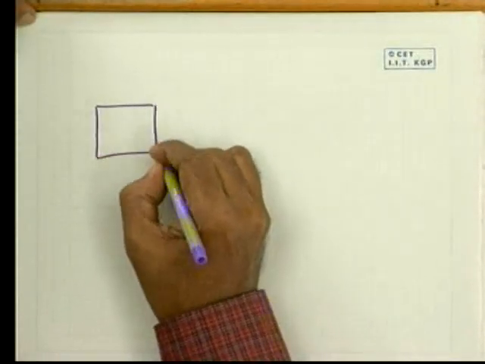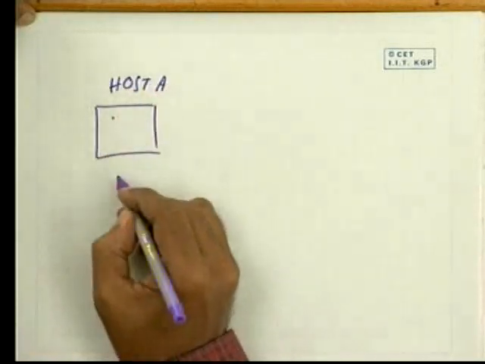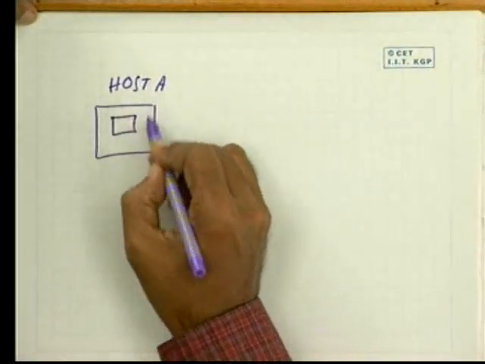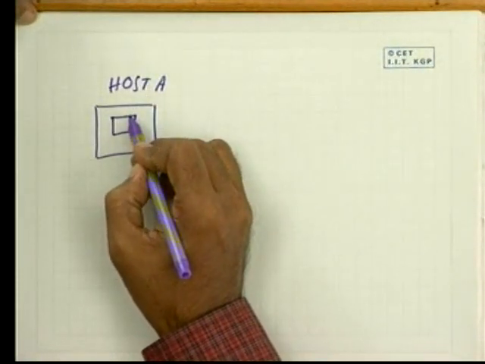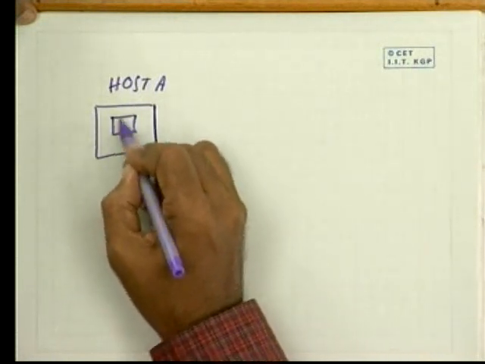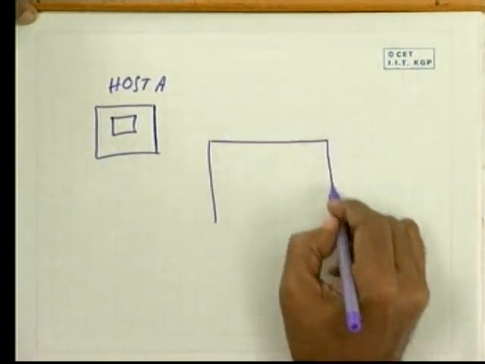Suppose this is your host A1 or host A, and there is an agent here where that SMTP daemon is working, the daemon which talks SMTP, and here you have got a gateway.